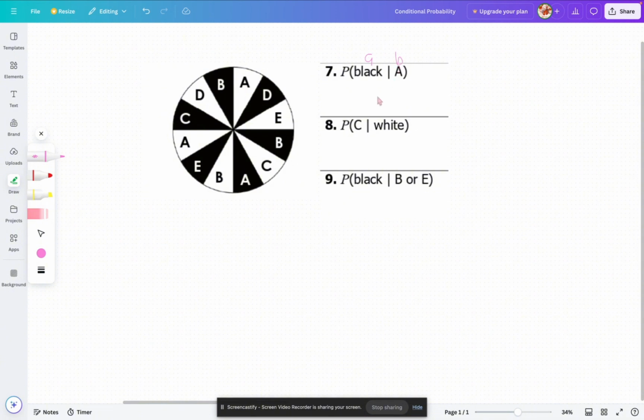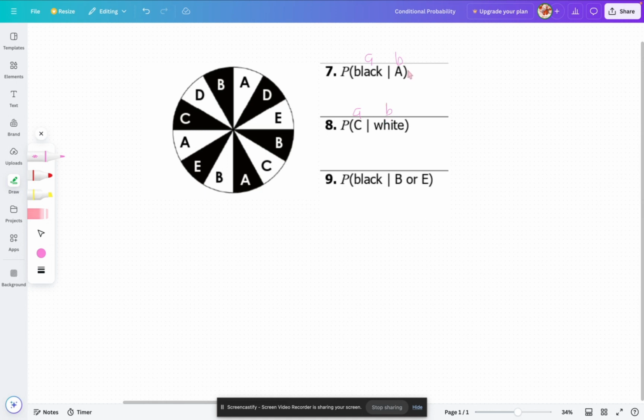Let's do the same thing for number 8, just so that you understand. My A value would be C, and my B value would be white. Now, what am I going to do after identifying my A and B values? Well, what you're going to do is take B into consideration of A. What do I mean by that?